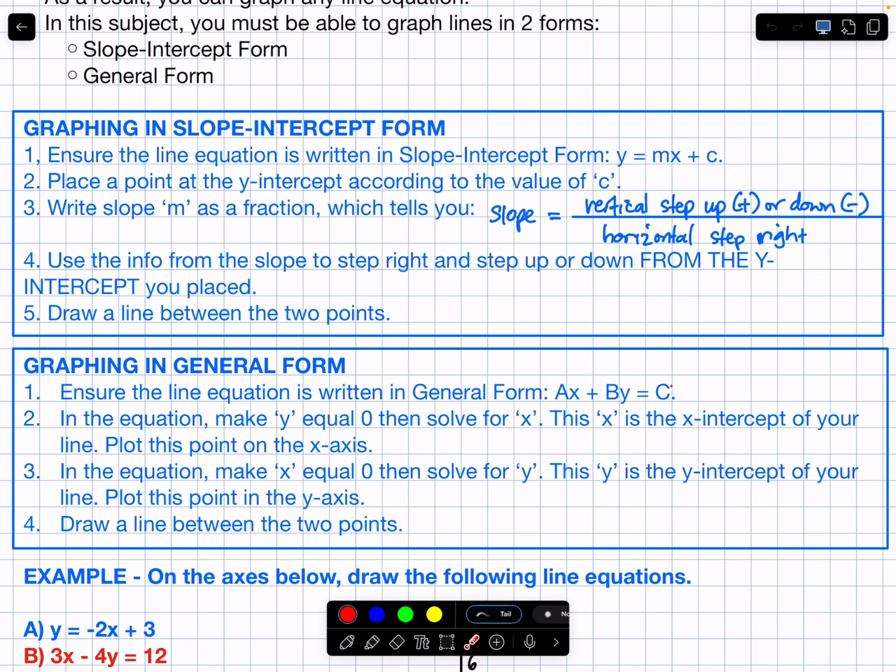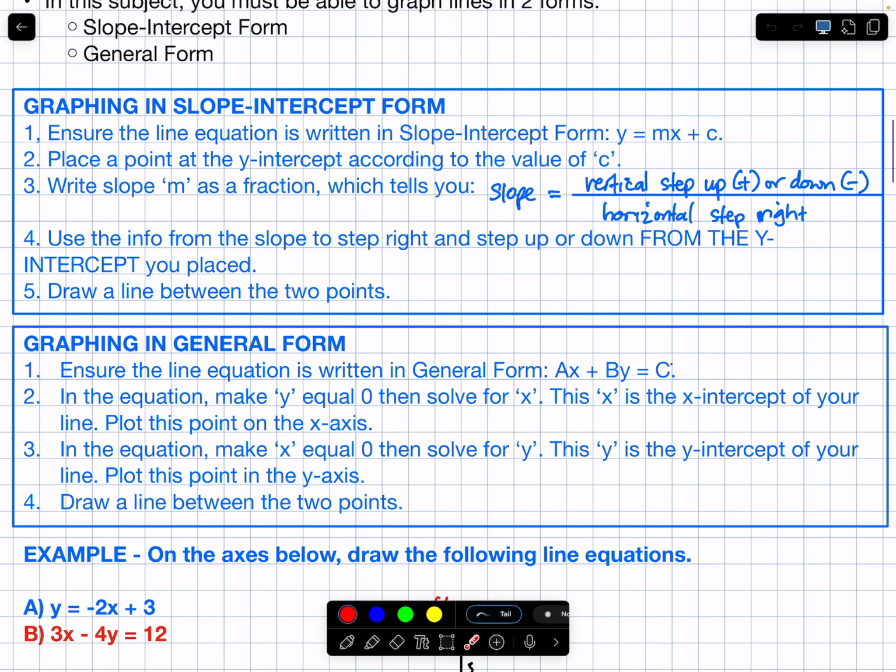Second step, you place a point at the y-intercept according to the value of c. So c is the y-intercept. Have you at least heard of the idea of rise over run? Okay, so you have done this, your memory just sucks. And I don't like rise over run. I'm going to do it better.